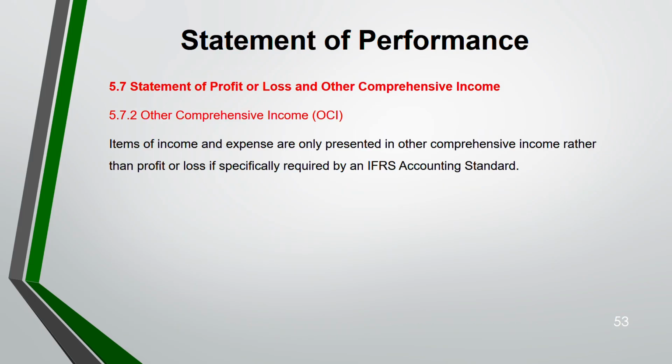Now, OCI. Items of income and expense are only presented in OCI rather than profit and loss if specifically required by an IFRS standard. A particular IFRS standard will tell you which item will go in profit and loss, which item will go in OCI. Okay, for example, IAS 16 tells you the remeasurement. Once an asset is revalued, the remeasurement component goes to OCI. It is a rule of IAS 16, but not so in IAS 40 for investment property. So it differs.